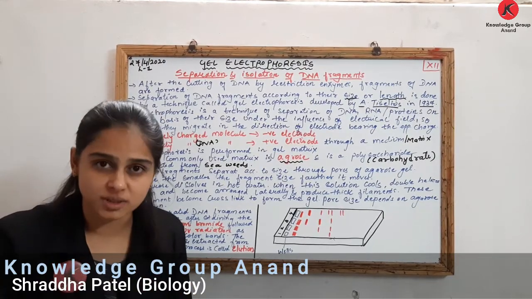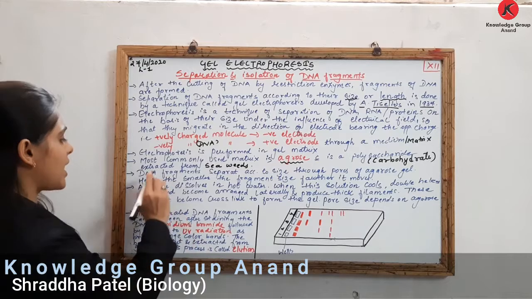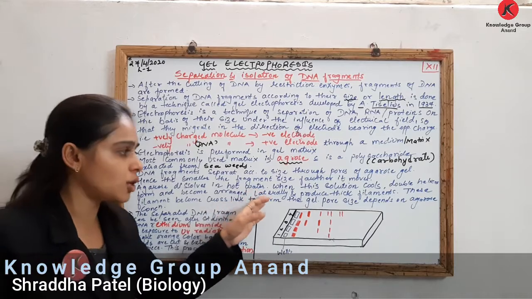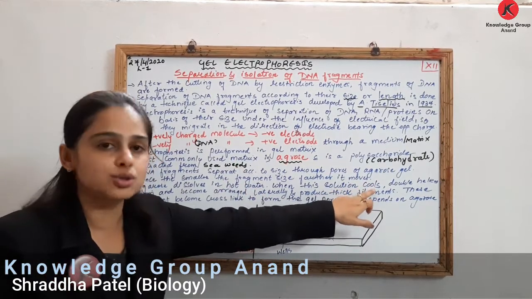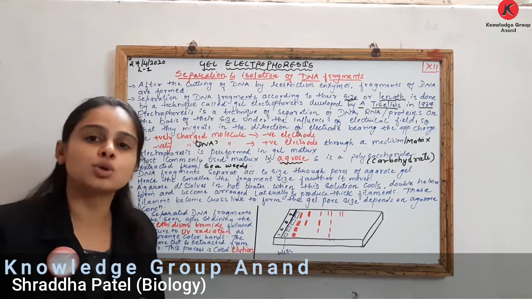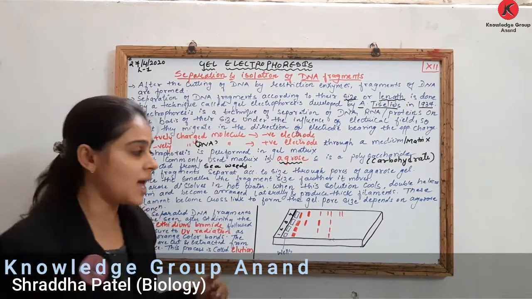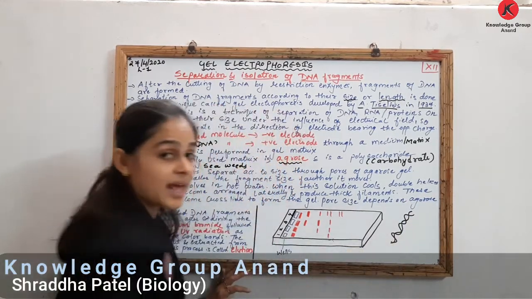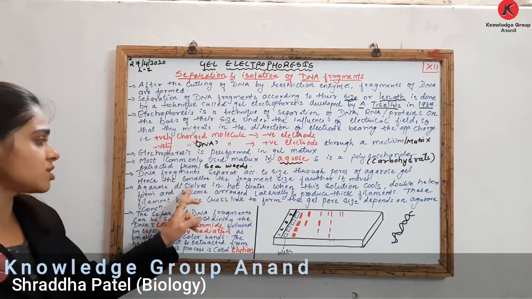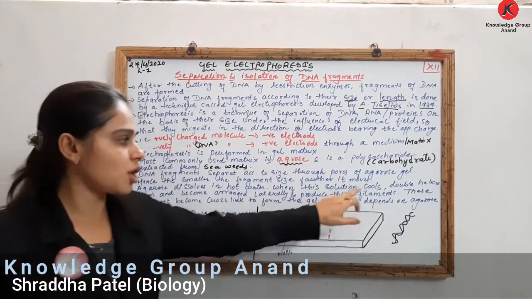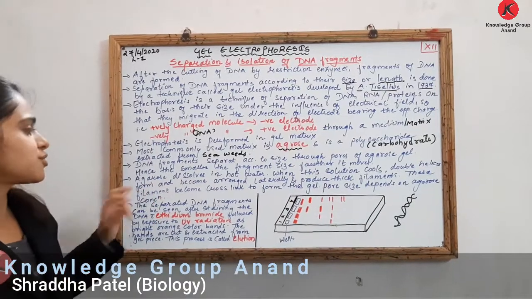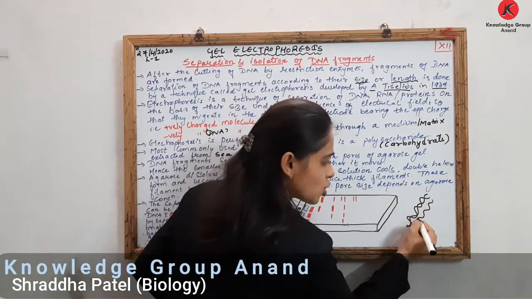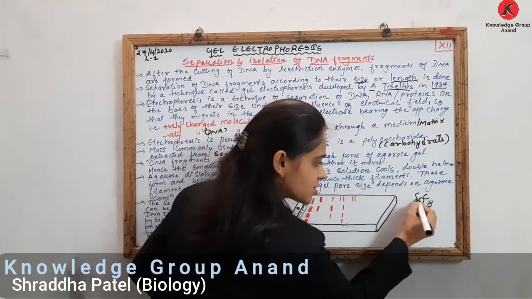How is this gel formed? We have to dissolve agarose in hot water. Once you dissolve it in hot water, you have to allow that solution to cool. Once the solution is cooled, there will be formation of double helix like this. So what I have written: agarose dissolves in water. When this solution cools, double helices form and become arranged laterally.